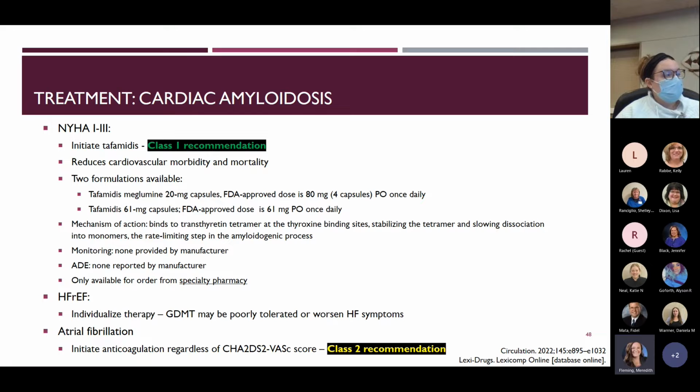And another thing to keep in mind about this medication is that it's not one that we would have on formulary, and it's not one that is commonly accessible at your average community pharmacy. It's only available from specialty pharmacies through the drug manufacturer. And then for patients that have cardiac amyloidosis and present with heart failure, we want to try to individualize their therapy. It is possible that their symptoms might be worsened despite being on GDMT because of this comorbidity of cardiac amyloidosis. And they also made the recommendation for patients that also have atrial fibrillation to initiate anticoagulation regardless of their CHA2DS2-VASc score if they also have the diagnosis of cardiac amyloidosis.